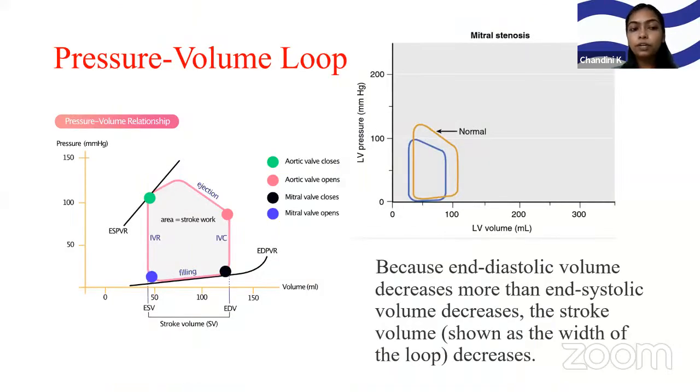So discussing these hemodynamic changes on the pressure volume loop, as we can see, the violet dot indicates the end systolic volume, that is, the mitral valve opens at that point, followed by which filling occurs, and at the black point, which is the end diastolic volume, the mitral valve closes, and blood from the left ventricle is ejected. The stroke volume is the end diastolic volume minus the end systolic volume. We can see that in the second picture, the decrease in the end diastolic volume is more than the decrease in the end systolic volume, and the stroke volume invariably decreases in mitral stenosis.